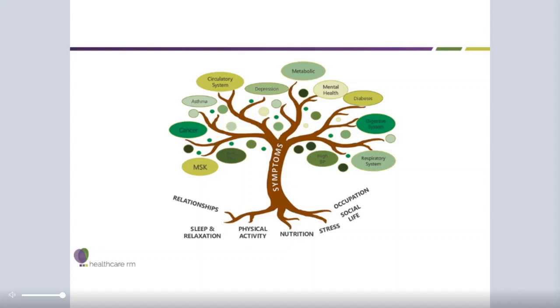So if we just take nutrition as an example, issues with nutrition, so that be poor nutrition, not having balanced nutrition, can lead to people having circulation problems, metabolic issues, mental health issues, digestive problems, and so on and so forth. And that all directly interlinks and relates with the musculoskeletal system itself. Within the roots, you've also got things like sleep, relaxation, physical activity. And again, all of these root causes have a link to something that appears on the branch.